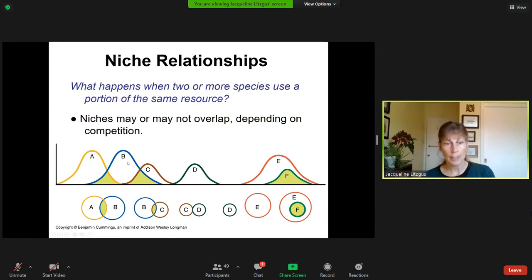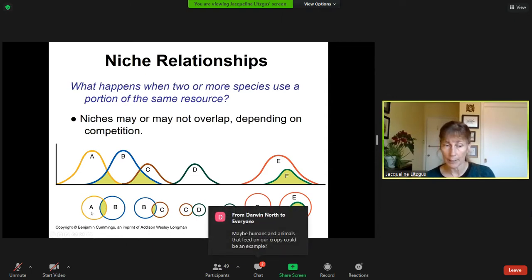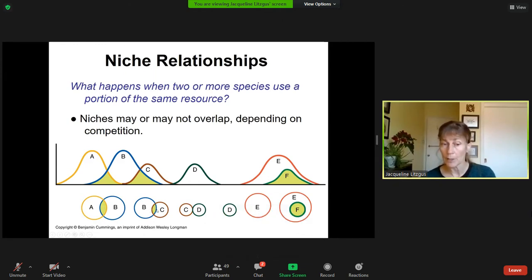Species A and B have overlapping parts of their niche, and it's about equal breadth for both species that's overlapped, but then they're competitive at opposite ends, right? There's competitive exclusion over here and competitive exclusion over here, right? B and C also have overlapping niches, but unequal amounts. So C is sharing a bunch more of its niche with B than B is sharing with C, right? So there's some overlap there, but of unequal breadth.